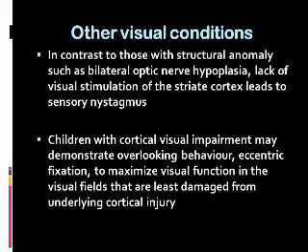Other visual conditions, like those with structural anomalies involving bilateral optic nerve hypoplasia, may present with lack of visual stimulation of the striate cortex, leading to sensory nystagmus. Children with cortical visual impairment may demonstrate overlooking behavior, eccentric fixation to maximize visual function in the visual fields that are least damaged from the underlying cortical injury.